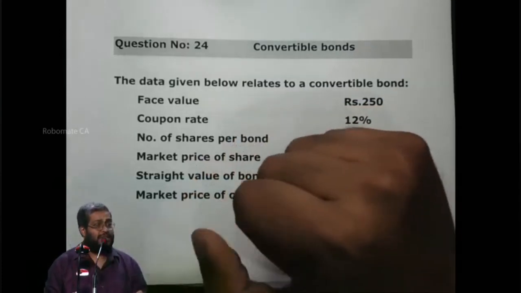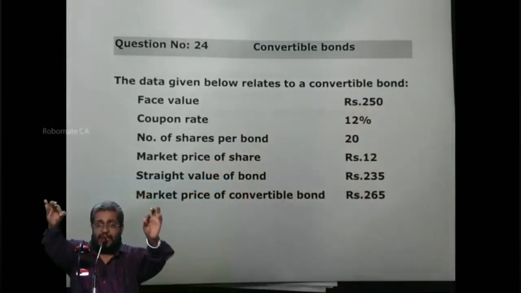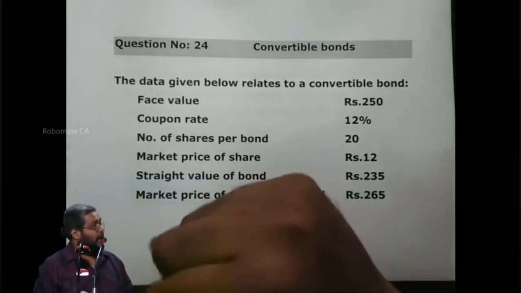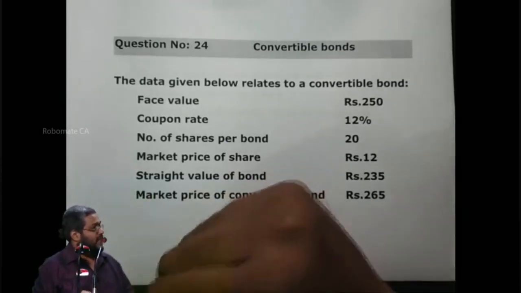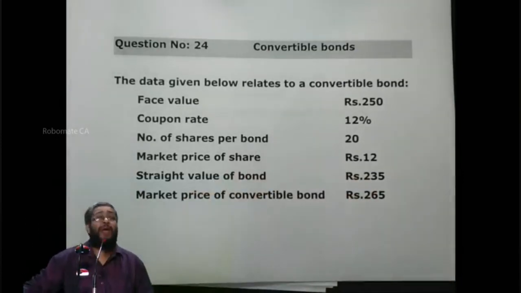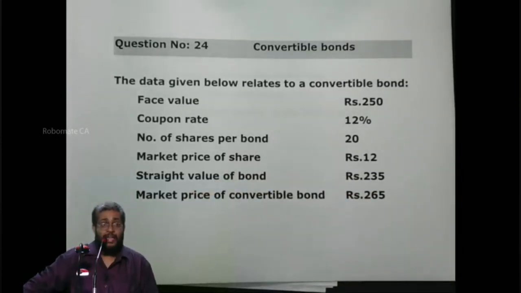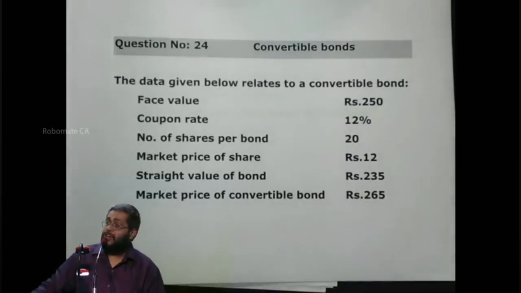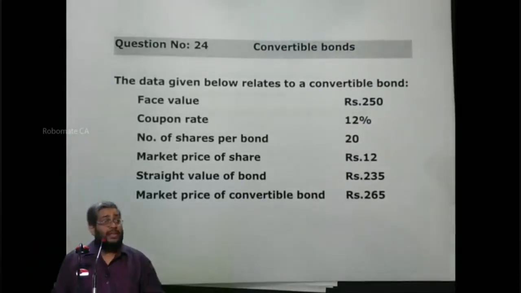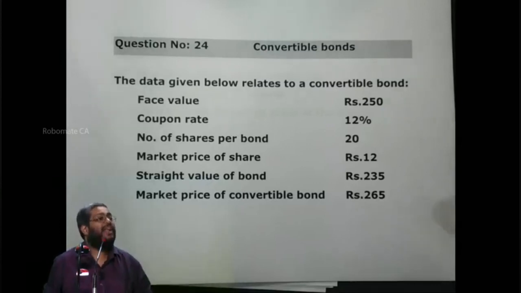Now I have two options: straight away buy 20 shares in the share market segment, or buy a convertible bond, which is equivalent to buying 20 shares. If I buy the shares, I pay how much rupees? 240. If I buy the bond, I pay how much? 265. Why do I pay the 25 rupees extra? Because of the option. It is the premium paid for giving me the conversion option. Are you following or not?